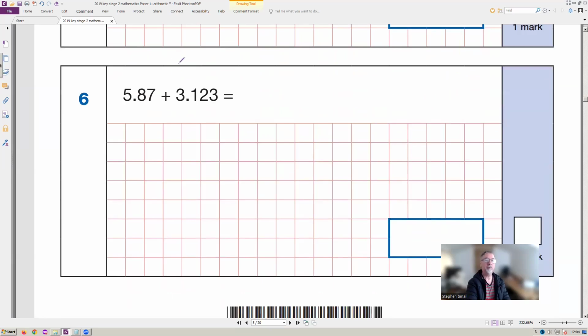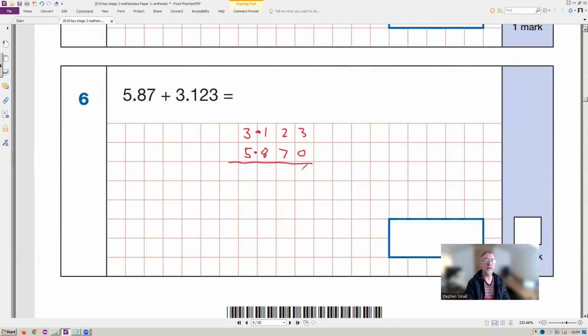This is an addition one. We'll put the big number first, not that it matters. Put the point there. 1, 2, 3. Add the 5.87 there. And just for completeness, I'm going to put an extra 0.